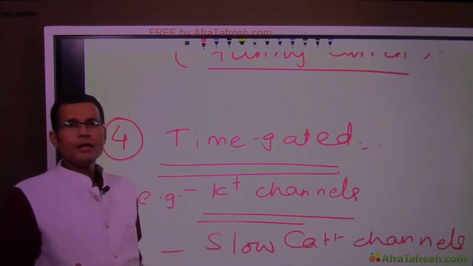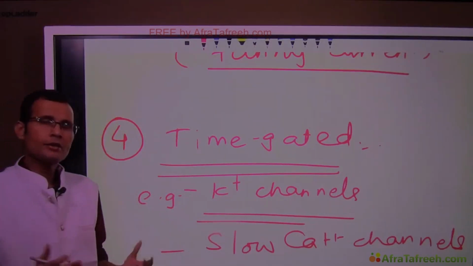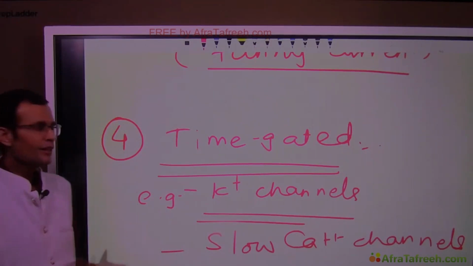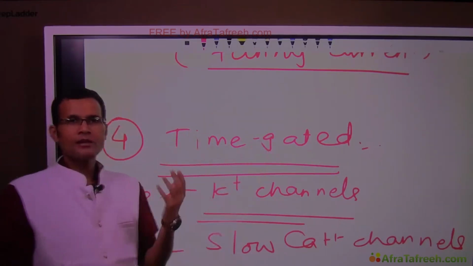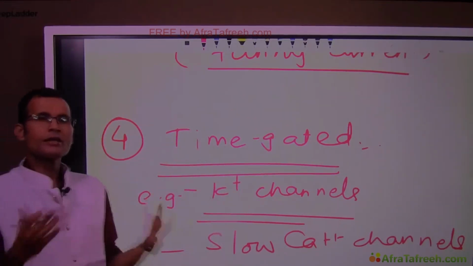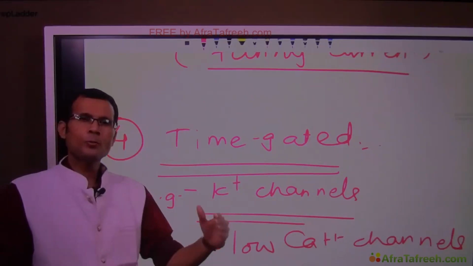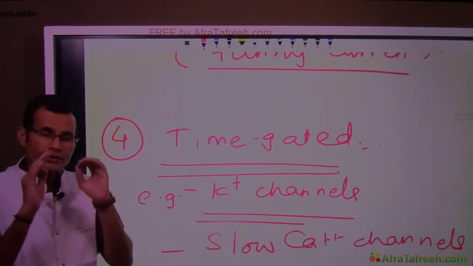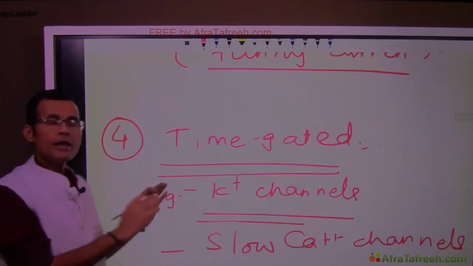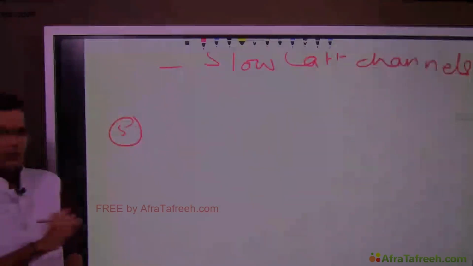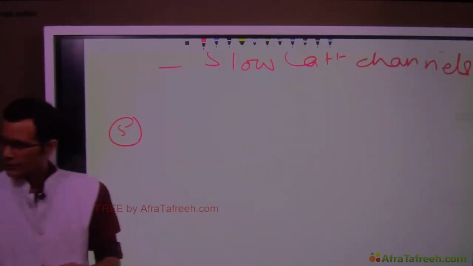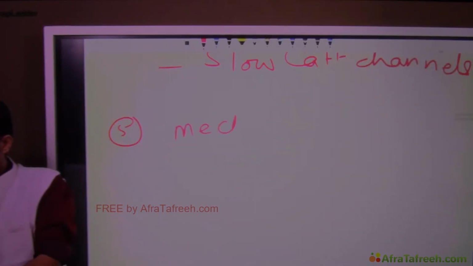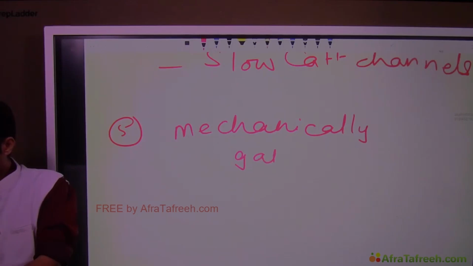For example, potassium channels are said to be lazy channels. So you see, some channels are funny channels, some channels are lazy channels. Potassium channels are lazy, they are slow to open, they are slow to close. They take certain time to open, they take certain time to close. That's a time gating. The fifth type of channel is mechanically gated channels.